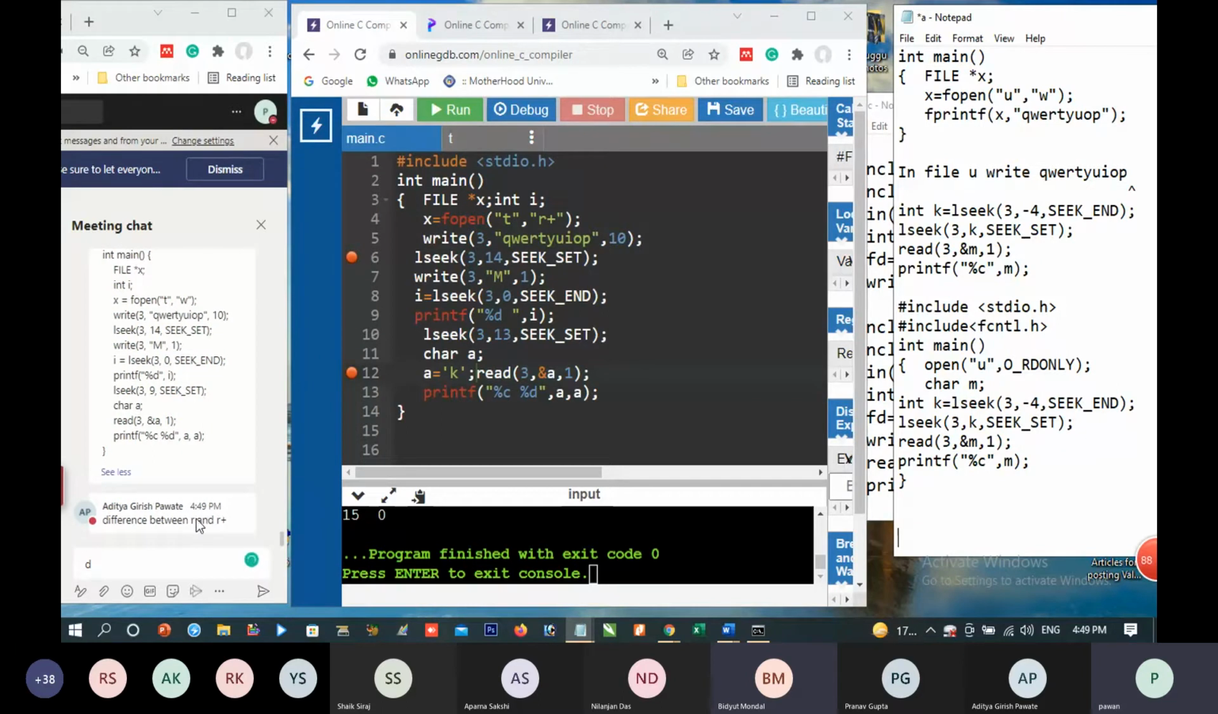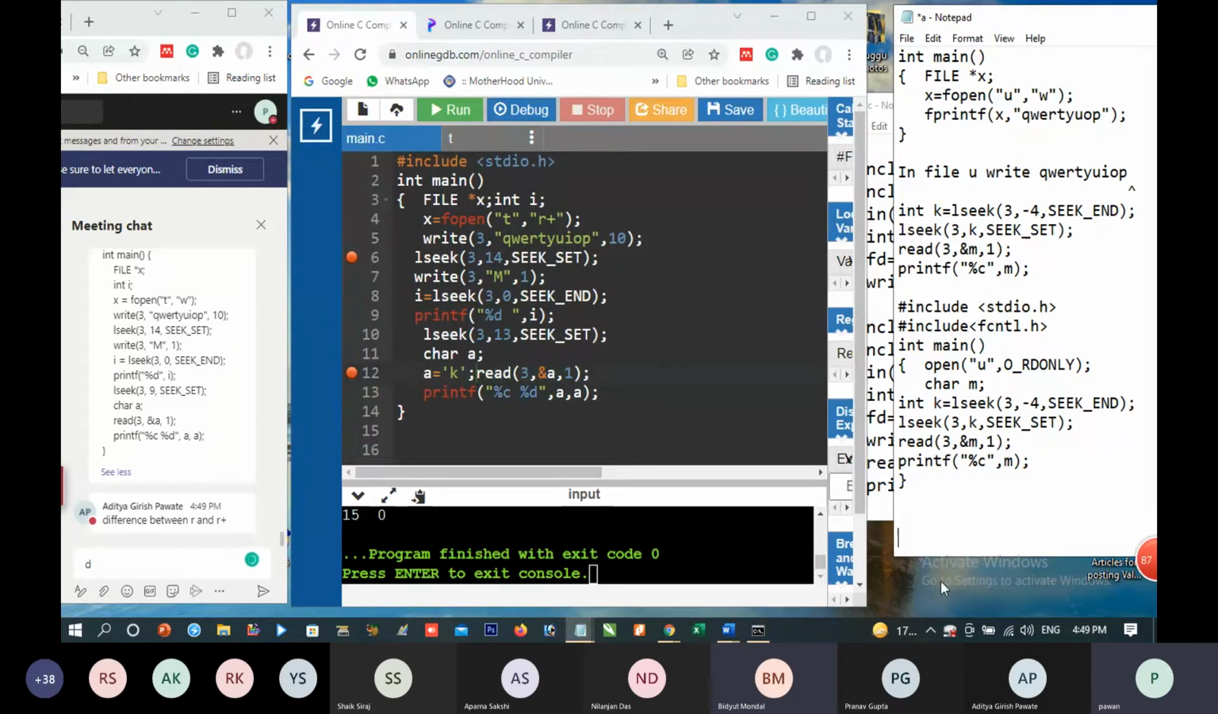R is for reading. You should not ask this question. R is for reading purposes, and R plus means reading, writing both. Is it correct? This is a first year thing which is taught. It has nothing to do with the operating system.